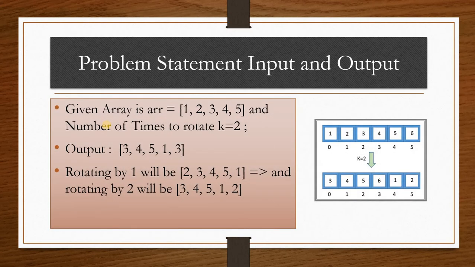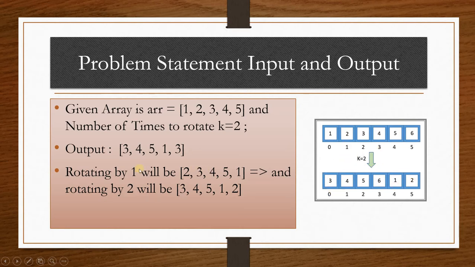So what is the problem statement? Problem statement, input and output. In this problem, an array will be given as 1 2 3 4 5, and the number of times to rotate is k equal to 2. The output will be 3 4 5 1 2. The problem is that we need to rotate the array to the left. As you can see, this array has been given, and if we rotate it 2 times, the answer has to come out like this.